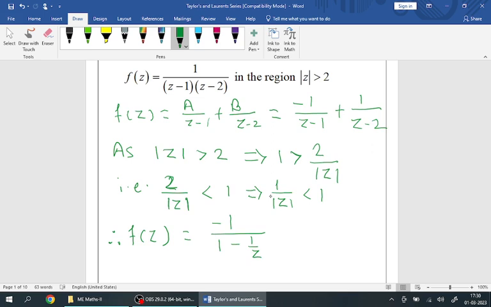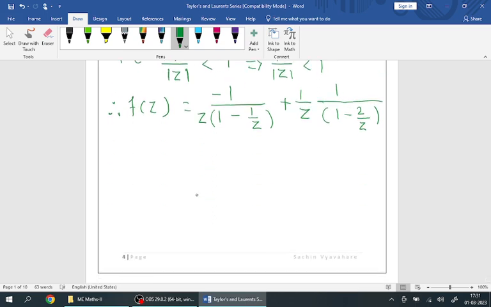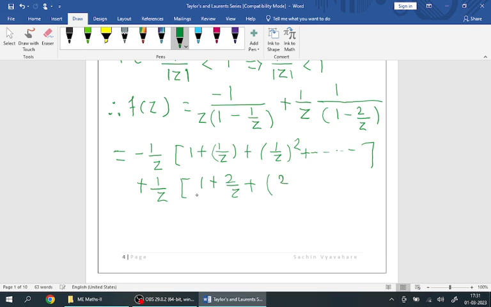Similarly, from the second term, you will observe we can take 2 by z. Again, how did we get this? By taking z common, my mistake. So z should be written outside. Plus 1 upon z, again z is common, and here 1 minus 2 by z. So this is the way we got the required form, 1 upon 1 minus r, where mod r is less than 1. So in the last two steps, minus 1 by z as it is. The expansion is 1 plus 1 by z, that is r, plus r square plus r cube, and so on, plus 1 by z times 1 plus 2 by z plus (2 by z) square.